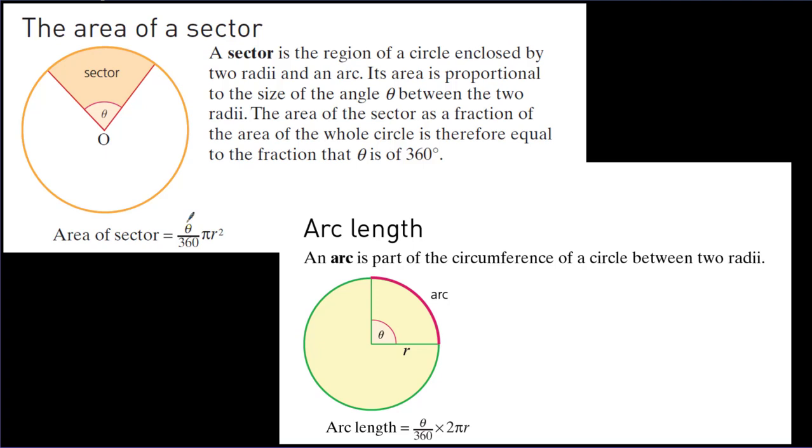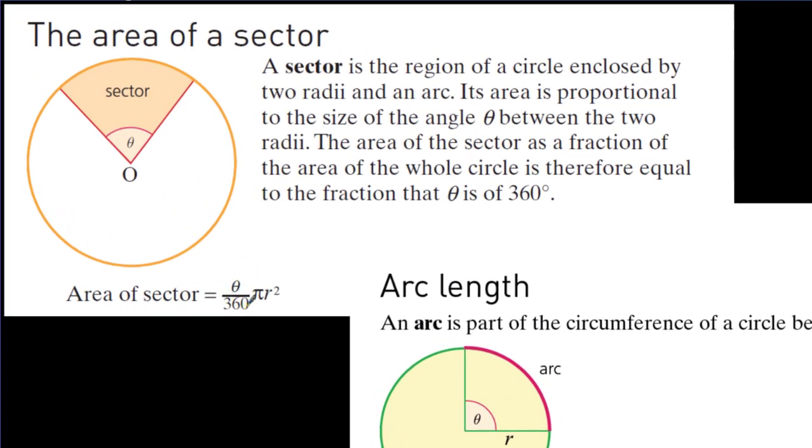That's why in the formula we have theta over 360 degrees, because the bigger this angle is, the bigger the area should be. You know that one. If it is 90 degrees, let's say, it is 1/4 of it. So 90 over 360 is also 1/4. We are going to solve this kind of questions.